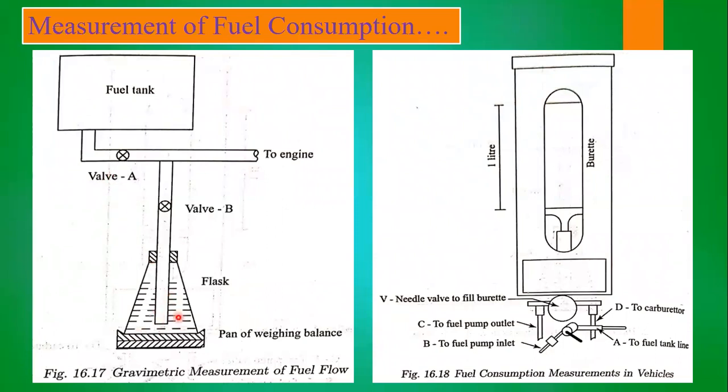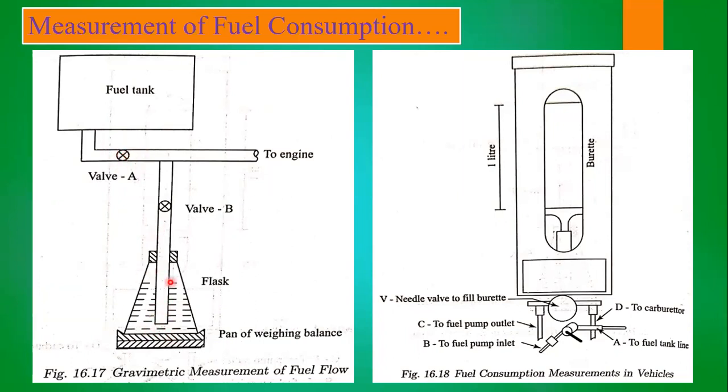Now we have already taken some fuel into it, which we have already known. How can we know? With the help of this pan of weighing balance. This will show us how much amount of fuel is there within this flask. Suppose 1 kg of fuel we have taken. Until the pan shows 1 kg, we will continue the fuel tank to fill the flask. Whenever it has reached 1 kg, we will stop this valve A.